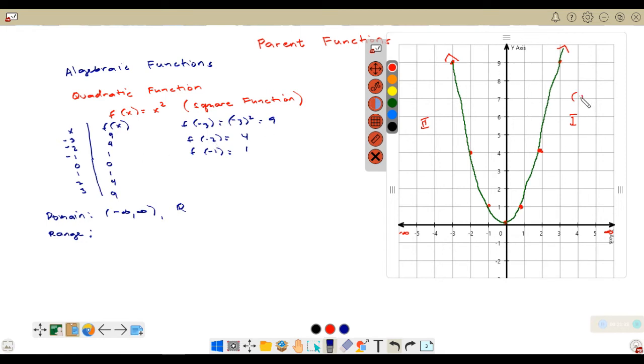So dito, both the values in y are positive. Pinakamababa na niya, si 0. So for the range, included si 0, papunta sa positive infinity lang. Okay? So wala tayong value na mapupunta sa negative y-axis. Or pupunta sa third quadrant and fourth quadrant. So the range is from 0 to the positive infinity.